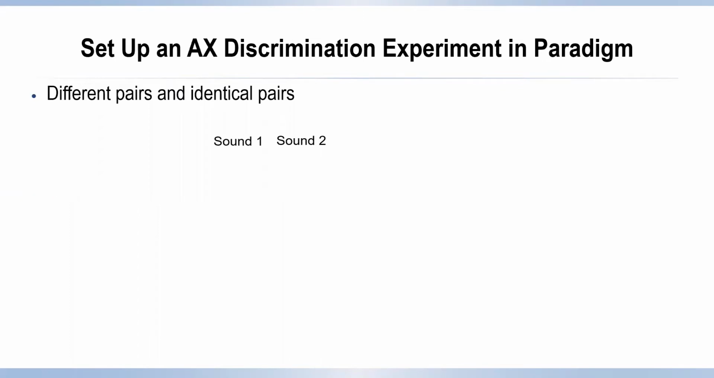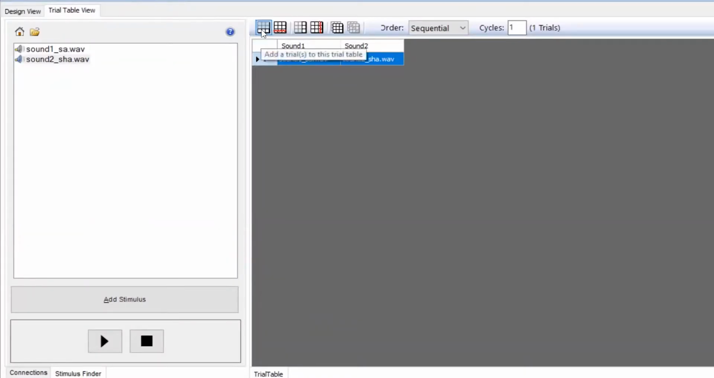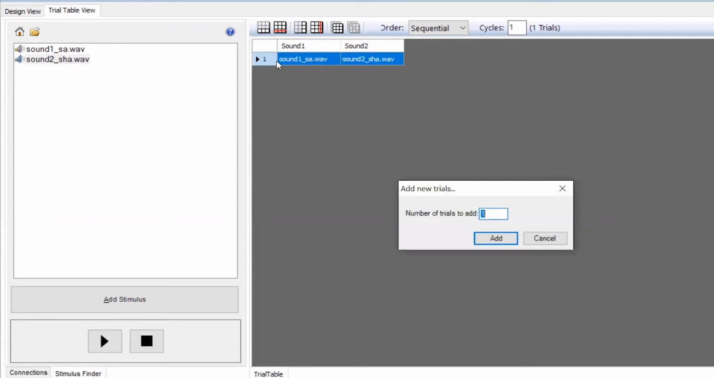In this trial, sound 1 comes before sound 2. In another trial, we may want sound 2 to appear before sound 1. And in these two trials, we have different pairs. In an AX discrimination experiment, usually we should include identical pairs as well. That is, in a trial, the two audios are both sound 1 or sound 2. To have the four pairs, in the trial table, we can add 3 rows.